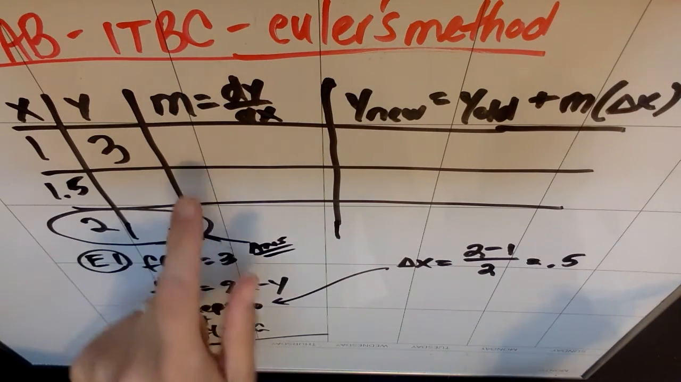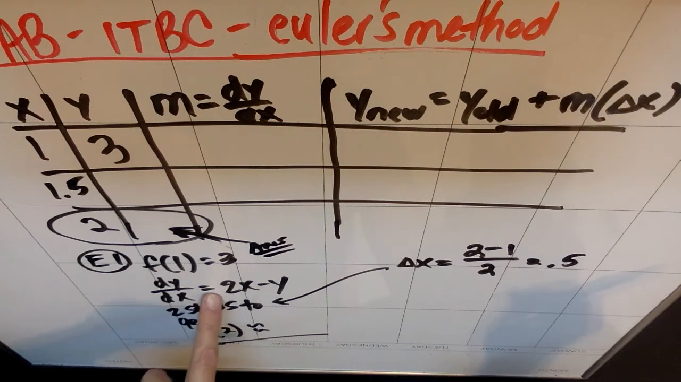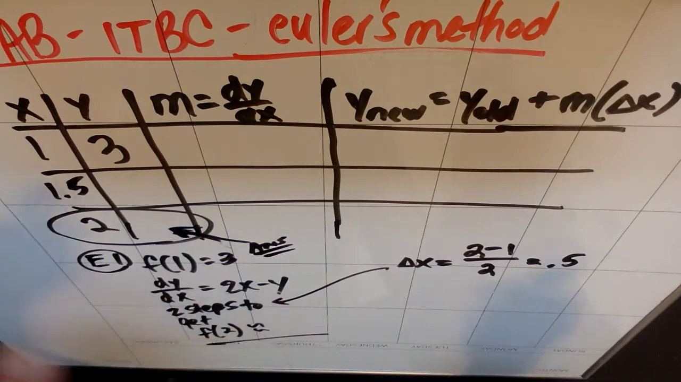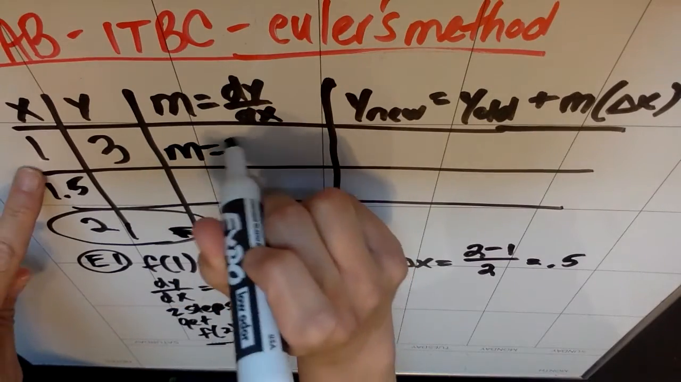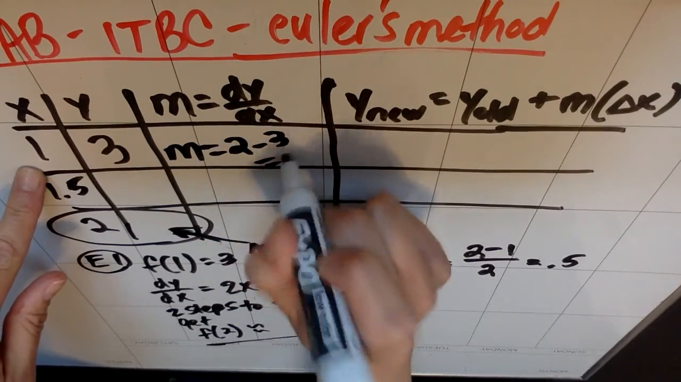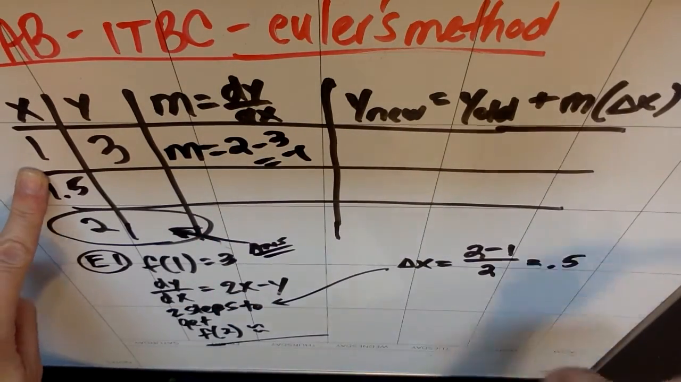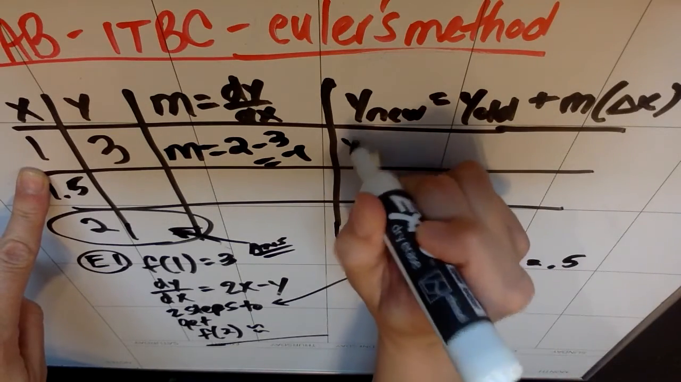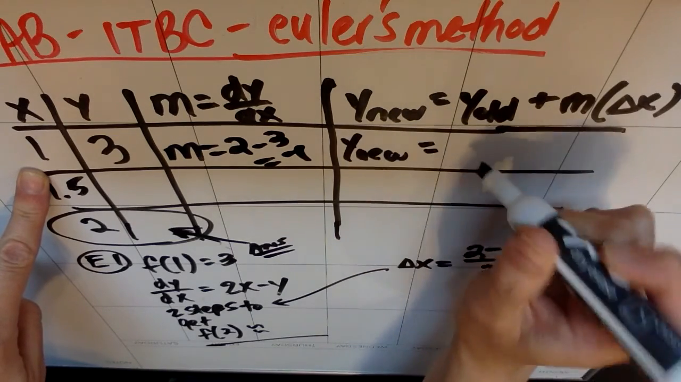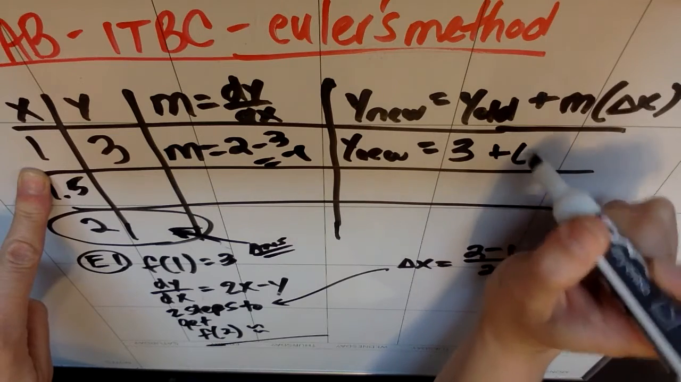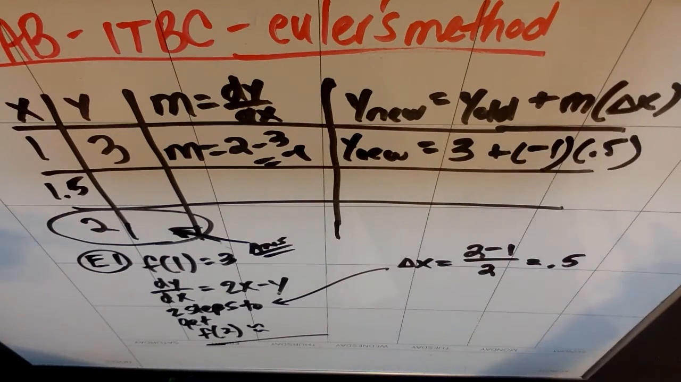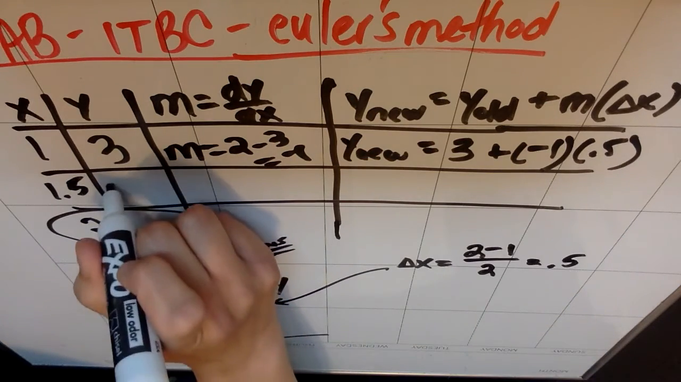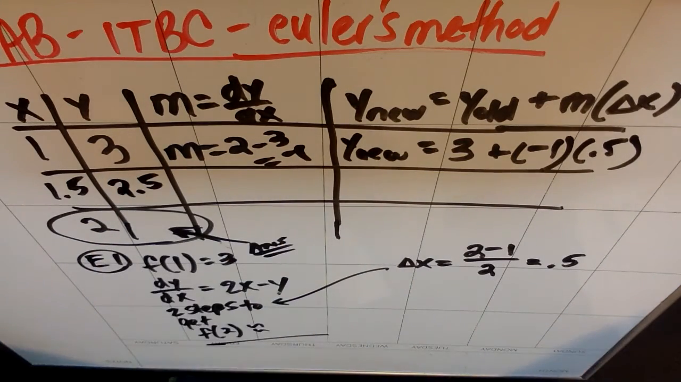So to find my slope, I'm going to use dy/dx equals 2x minus y, right? So my slope in the first row is going to be 2x, which would be 2, minus y, which is 3, so I get a slope of -1. I now use that -1 slope and say, cool, my new y value should be the old y, which was 3, plus a -1 times a 0.5. Well, that's 3 plus a -0.5. That's a 2.5. Or if you like 5 halves better, that's fine too.